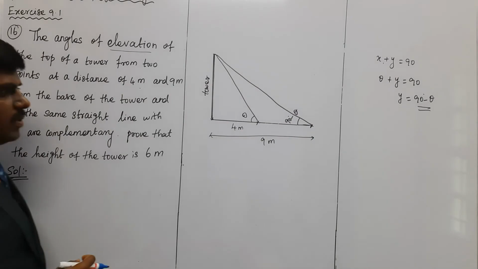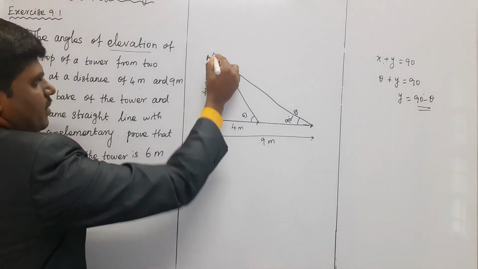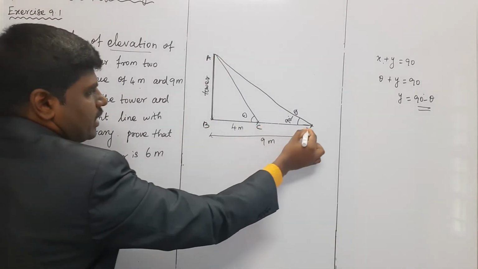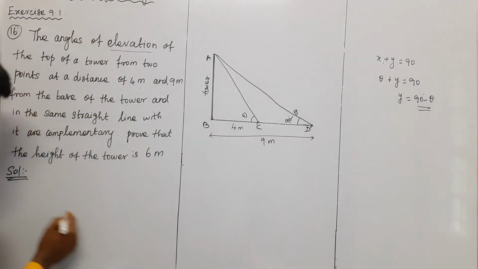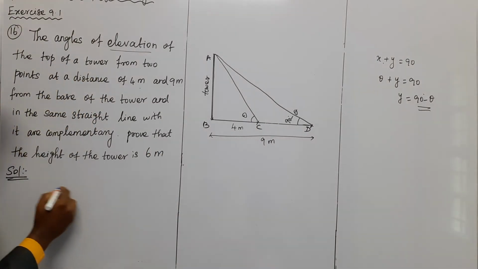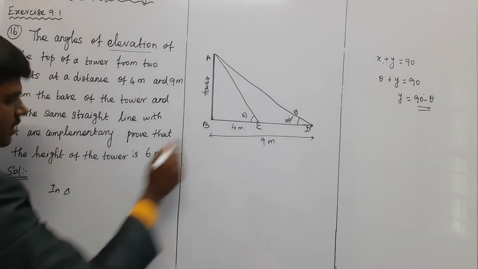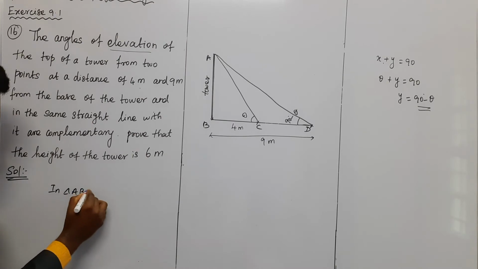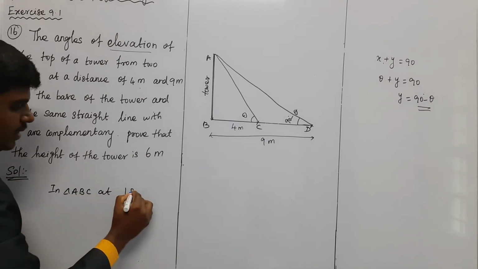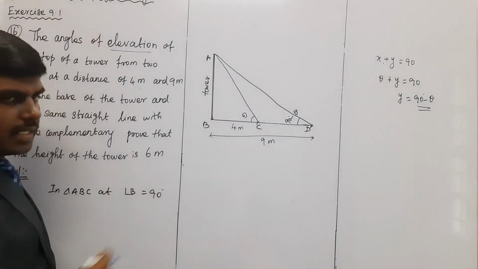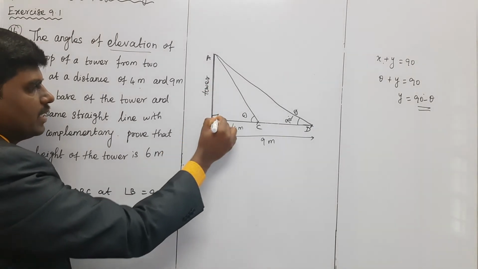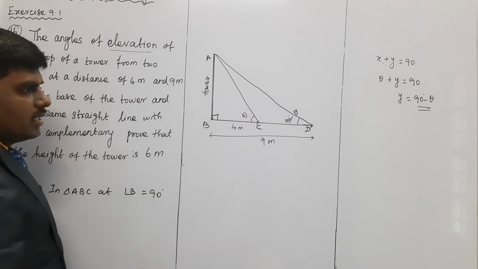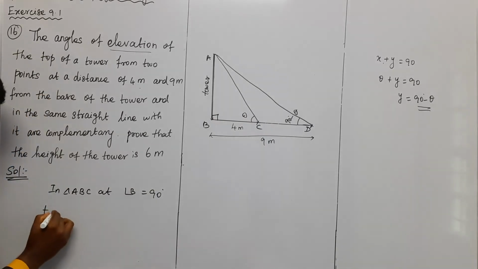Let us put the names A, B, C, D. So first, in triangle ABC, the angle at B is equal to 90 degrees. It's clear. So using the formula, with theta here, I will choose tan theta.